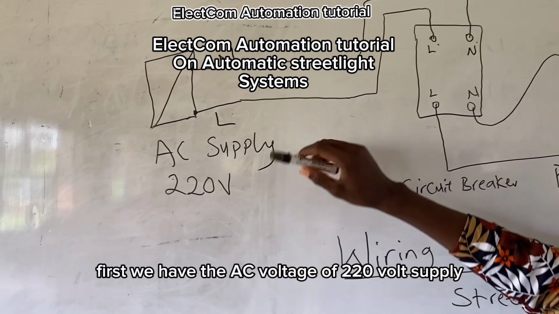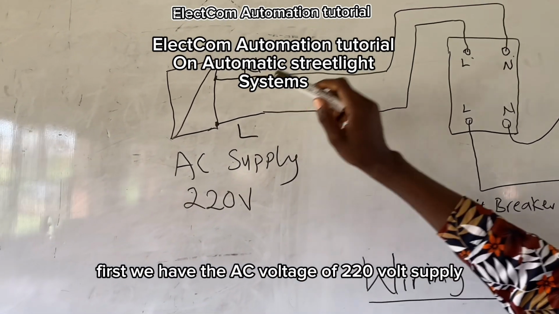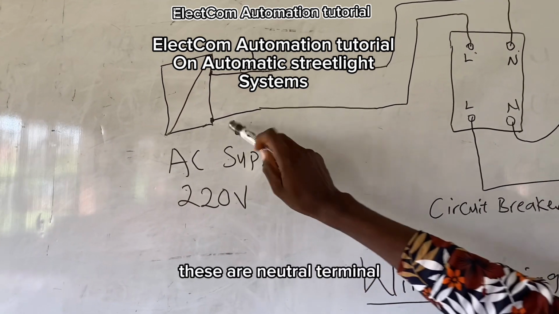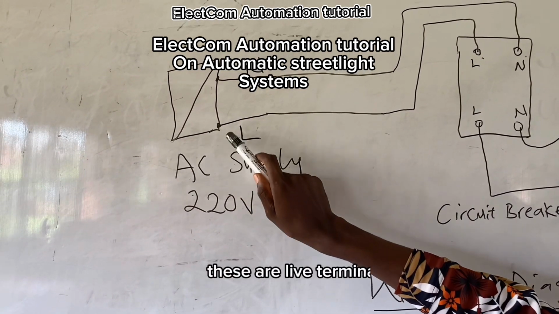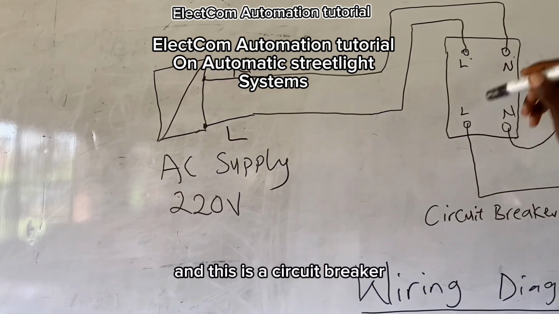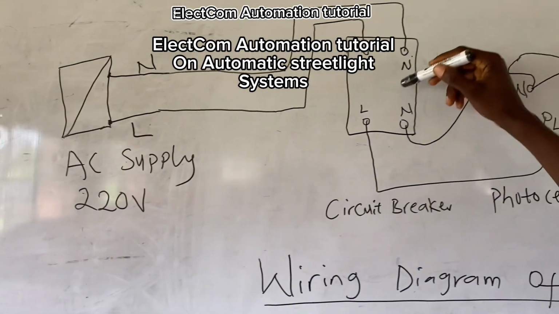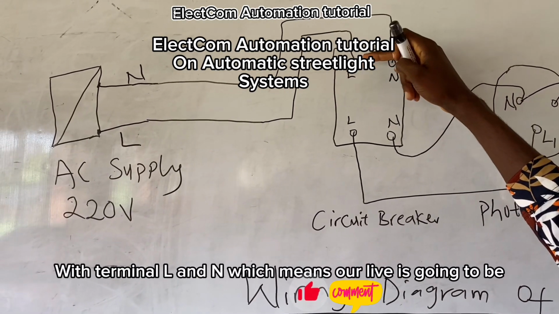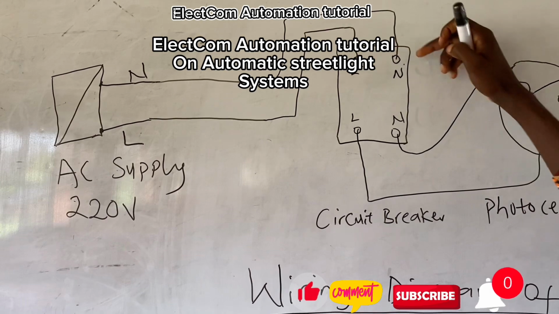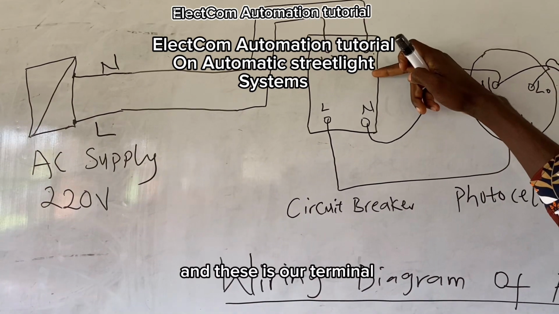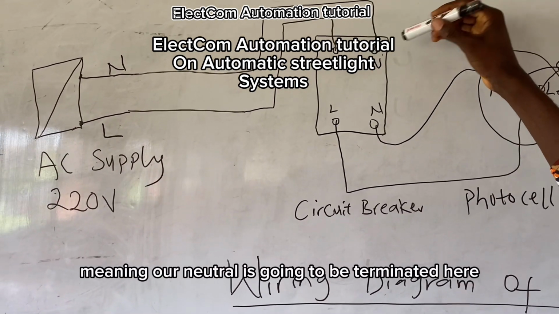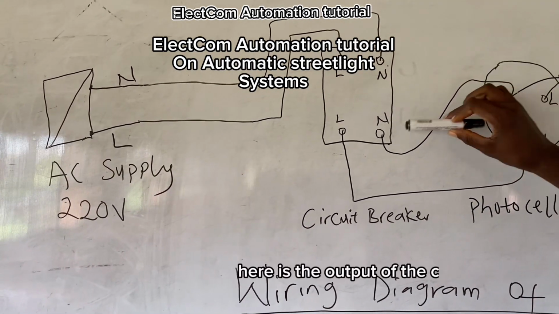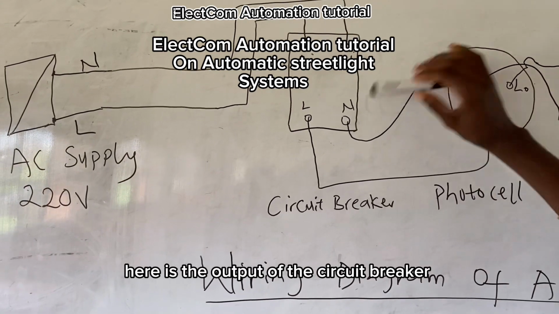First, we have the AC voltage of 220 volt supply. This is the neutral terminal, this is the live terminal. And this is a circuit breaker with terminal L, which means our live is going to be terminated here. And this is the neutral terminal, meaning our neutral is going to be terminated here. This is the input of the circuit breaker, and here is the output of the circuit breaker.